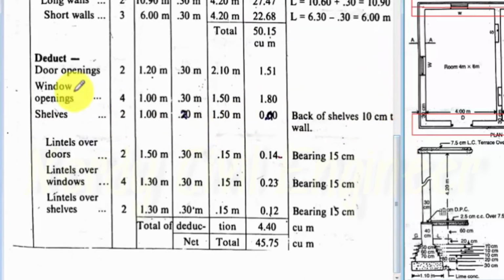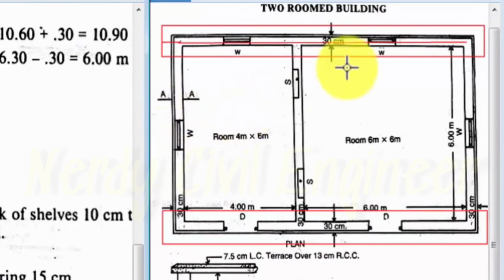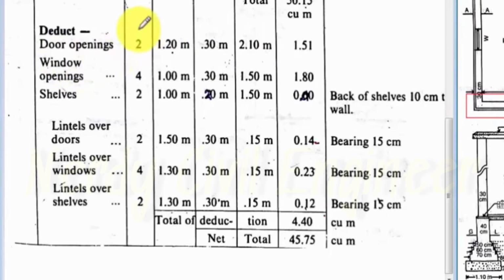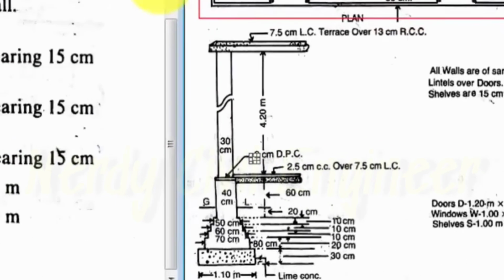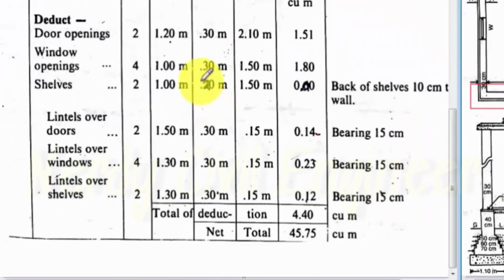Now in case of superstructure, we have to deduct a lot of things, as mentioned in the problem itself: there are shelves, windows and doors. You can see there are 4 windows here, 2 shelves and 2 doors. So in the number section, for door openings we will write 2 doors, for window openings we will write 4 windows, and for shelves we will write 2, as there are 2 shelves. Now we have to consider both the width and the height. That is given already.